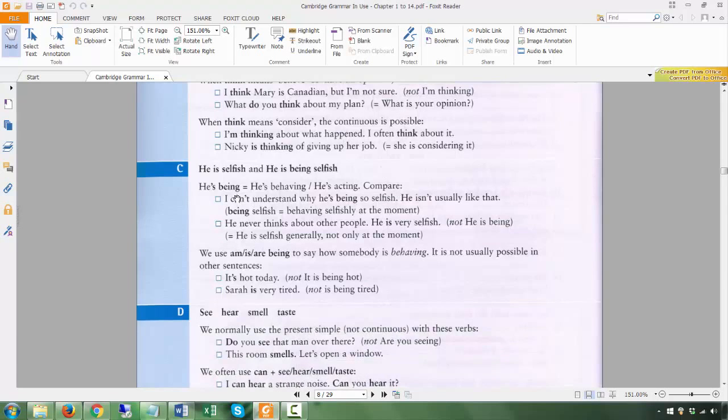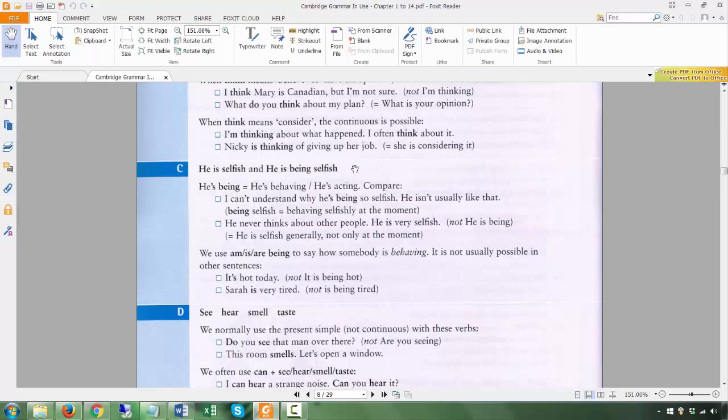Okay. This is another special thing. He is selfish. He's being selfish. A bit more advanced. You can look at this if you want. I mean, there are some things which I don't really think is necessary for you to learn, but you can just make sure it doesn't complicate things for you. Okay, you can read this.